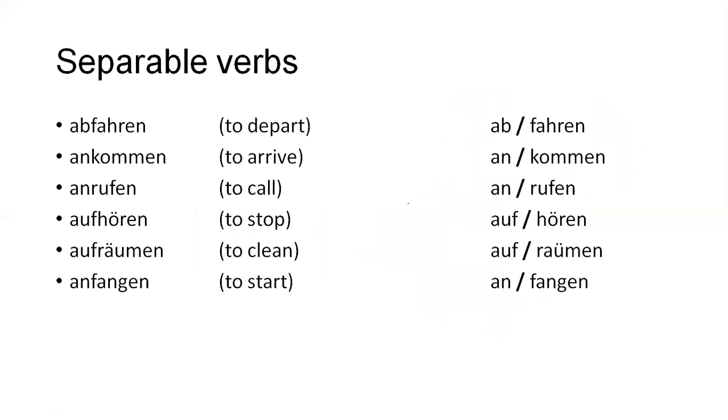Here I have mentioned a few separable verbs for you. The first verb is abfahren, which means to depart. If I focus on this word, I can see there is a verb fahren. Fahren is an irregular verb, and ab is a prefix here. If I write this all together, it will be treated as a separable verb.